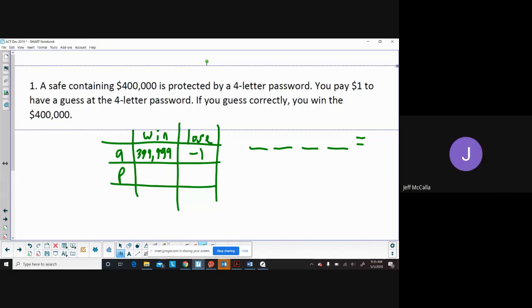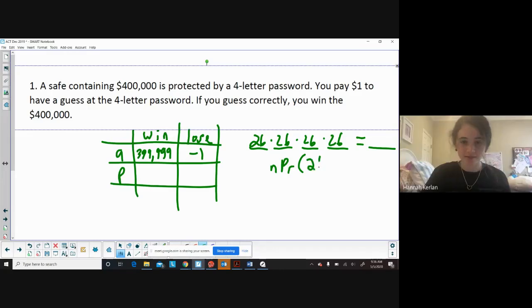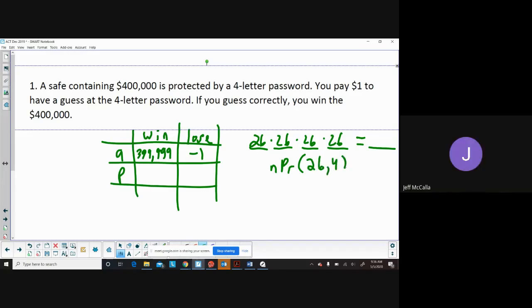Right, it is. So I'm using the slot method, which is permutations. We'll try it my way, the slot method, and see if we get the same answer the other way. So with the slot method, you go 26 times 26 times 26 times 26, right? Type it in your calculator. NPR, you'd say NPR 26, 4. Okay, let's see if that's the same thing. It's a good test here.